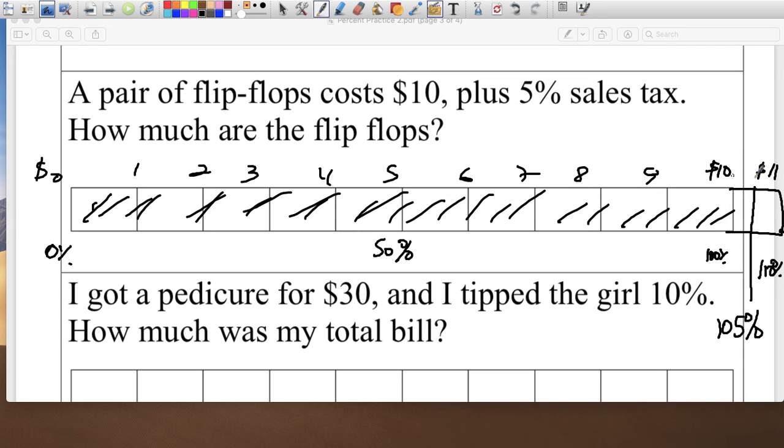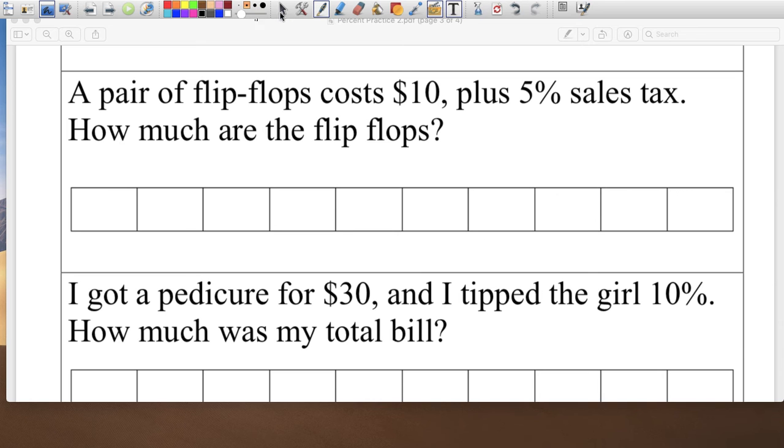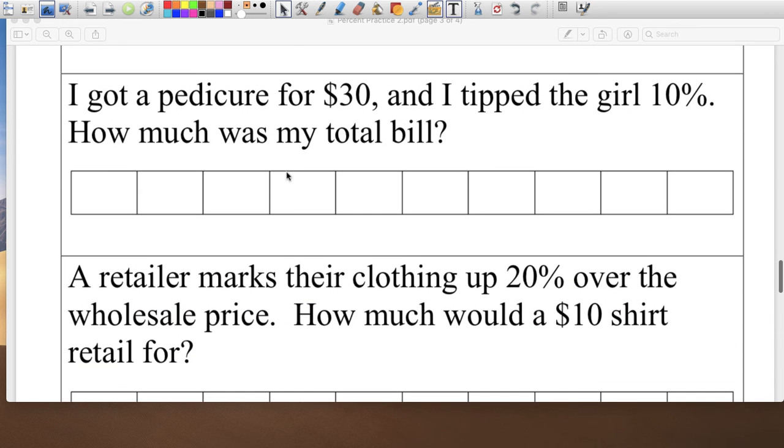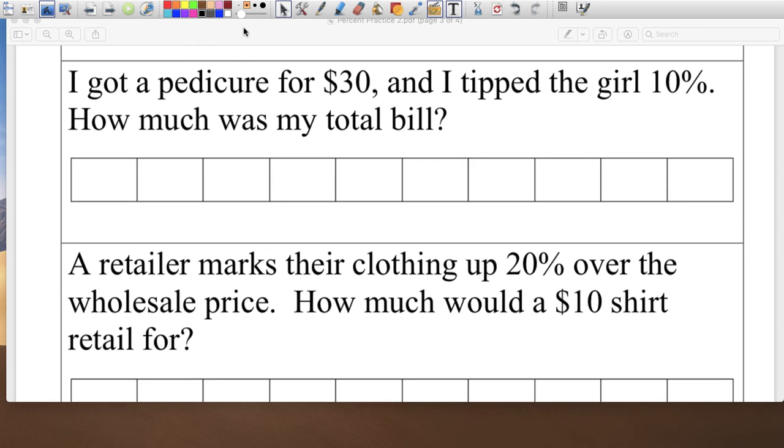I think you get the idea. I'm going to skip around retail markups. So let me do the next one. Supermarket clearance special. Soccer cleats are marked down 65%. If the cleats are normally 40, what's the sale price, right? So here it's 0%. This is 100%. So let's figure out what 65% is. 10, 20, 30, 40, 50, 60%, 70%. So 65% is right here.